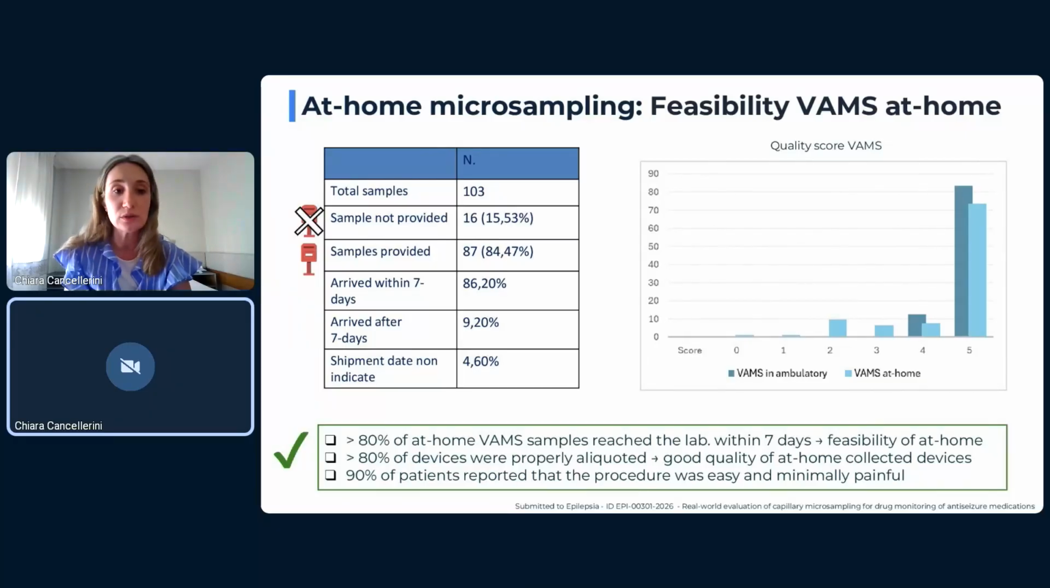So we could confirm that home sampling is feasible in a real-life setting. From a logistical standpoint, the process proved highly feasible, with over 80% of the samples arriving at the lab in the time that we decided. And the satisfaction was pretty high: 90% said it was easy to learn, with little pain. So we think that this can be vital for long-term treatment adherence in telemedicine protocols.